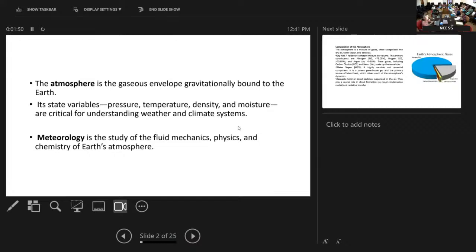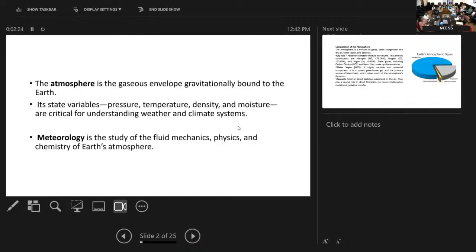So basically, the atmosphere is like a peel to our Earth. It is like an orange peel. If you compare the size of the Earth to that of its atmosphere, it is really a skin. It's a gaseous envelope, and it is gravitationally bound to the Earth. So the first force we will be thinking of is gravity.